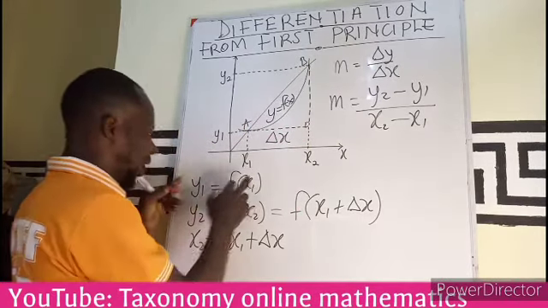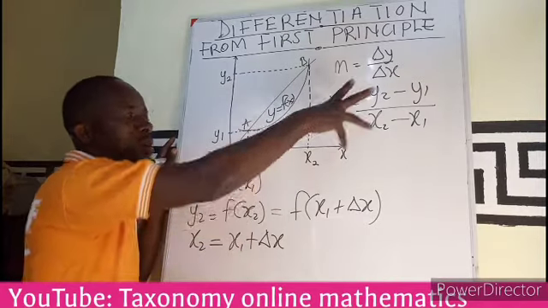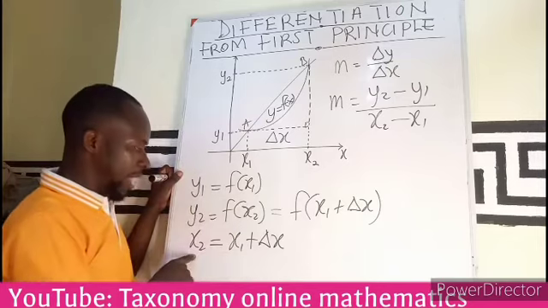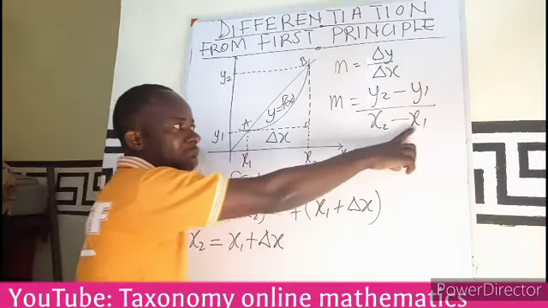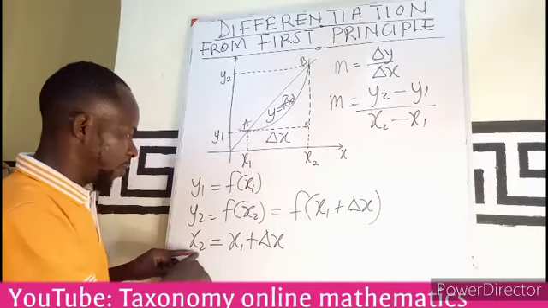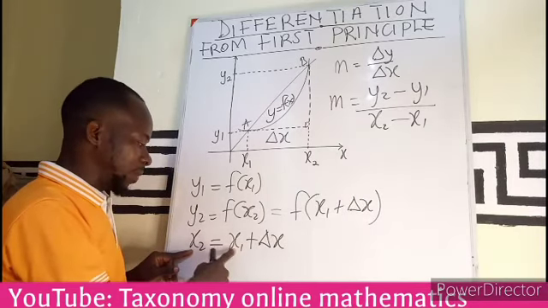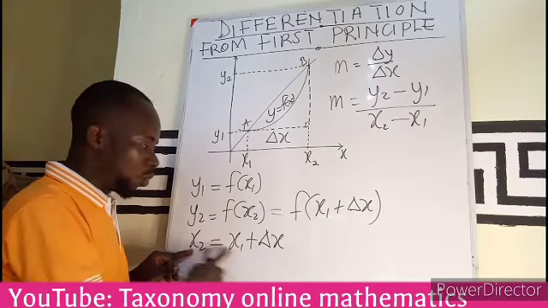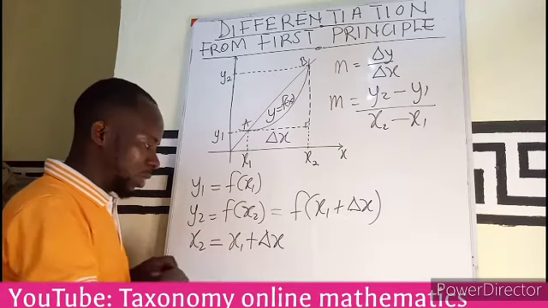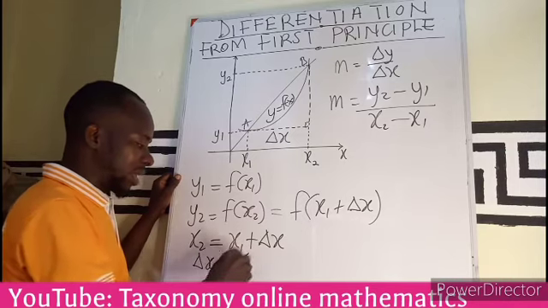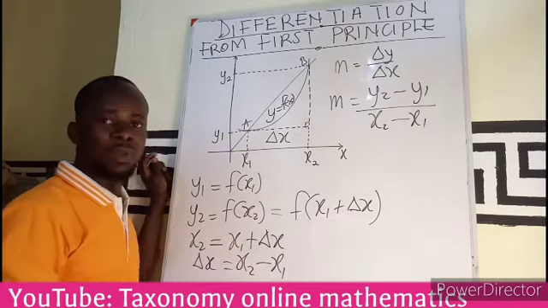Now, if you want to substitute the value of the function back into what we have, we can see that from here we have x2 minus x1. If I subtract x1 from x2, I get what? The change. So the small change on x is nothing but x2 minus x1.